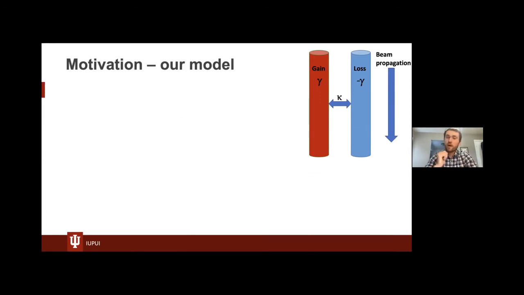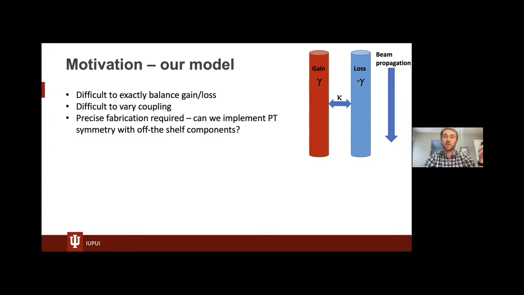So there are some drawbacks to the coupled waveguide experiment. First is that it's hard to exactly balance gain and loss because they come from two different mechanisms. It's also hard to continuously vary the coupling rate between them. These waveguides are embedded on chips, so you need precise fabrication. If you want to change the coupling rate, you need to make a new chip with these waveguides on them.